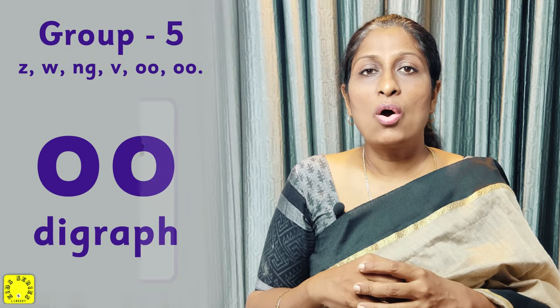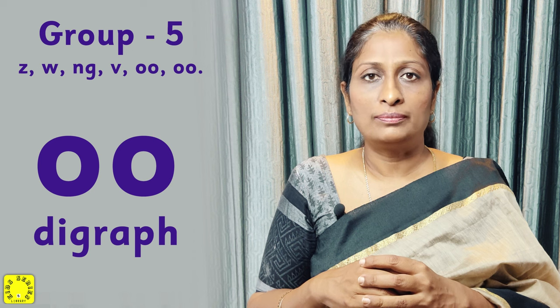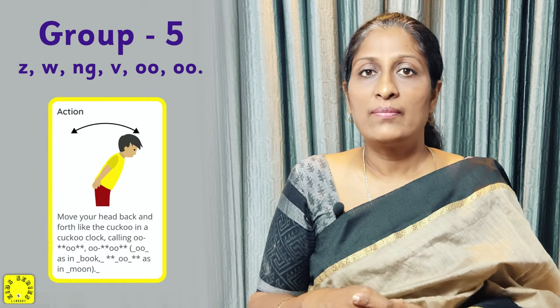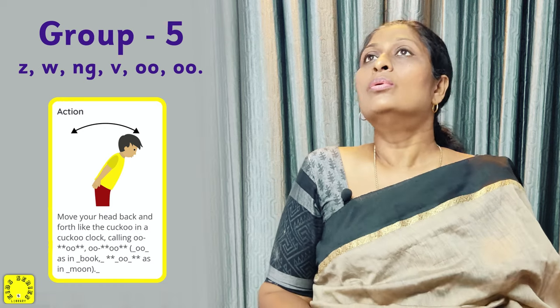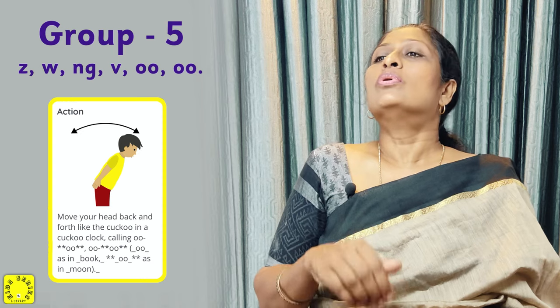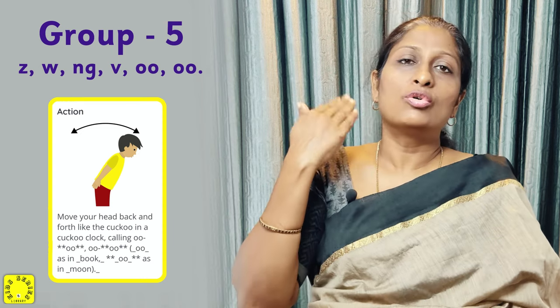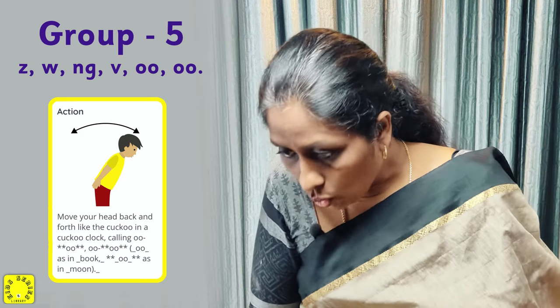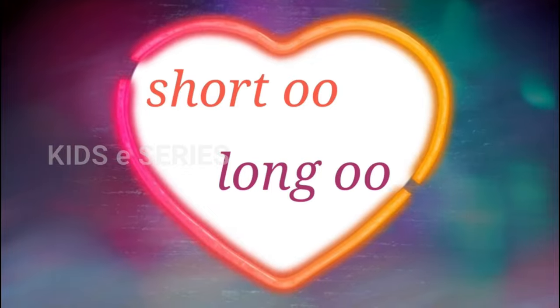The letters O and O. This is called the short oo. The action for this is oo. And the long oo, oo. The short oo and the long oo. The short oo goes forward and the long oo goes backward. Short oo. And long oo.